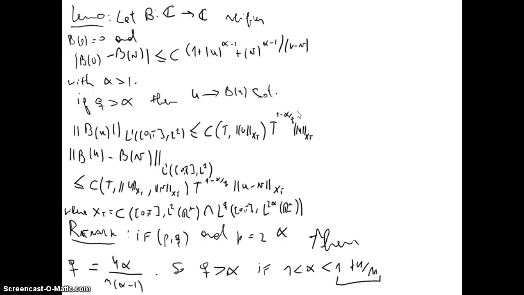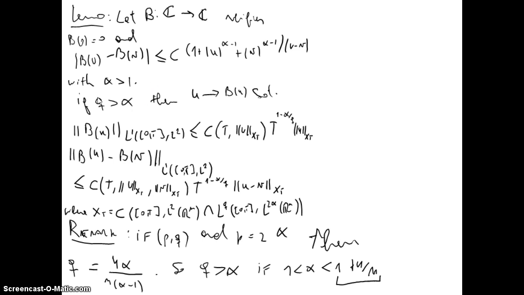So we'll continue with this lemma that says that we have a function b that goes from complex number to complex number that verifies that b(0) is 0 and the absolute value of b(u) minus b(v) is less than or equal to a constant multiplied by 1 plus the absolute value of u^(alpha-1) plus v^(alpha-1), times u minus v, with alpha greater than 1.